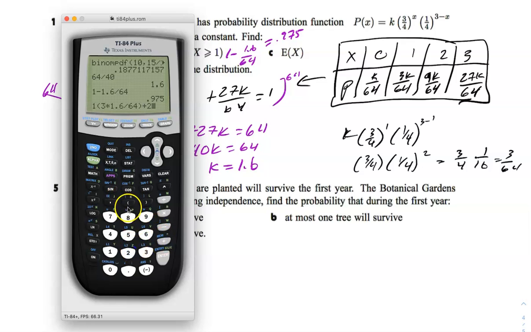Plus 2 times 9 times 1.6 divided by 64, plus 3 times 27 times 1.6 divided by 64. And I get 2.55. That's the expected value of this guy. So there we go.